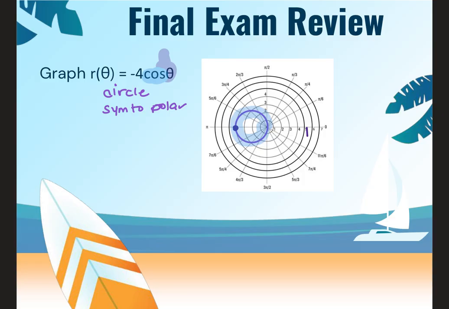Like let's say it said 5 sine theta. This would be up. So I'd go up to 5 and I'd draw a circle. Wow, that's a bad circle, but you get the point. If it was a -5 sine, it'd go underneath it.